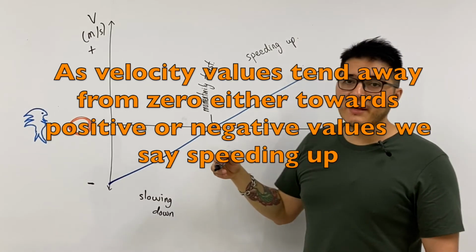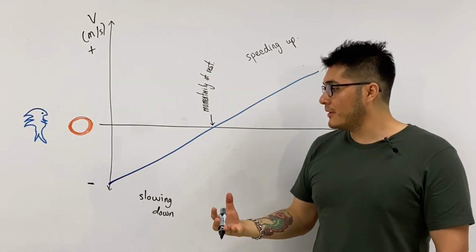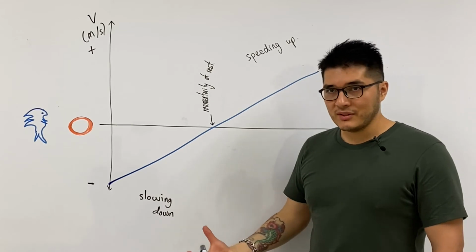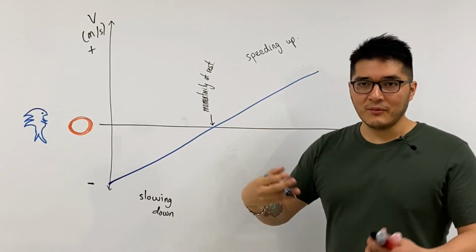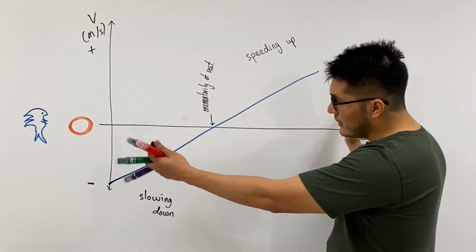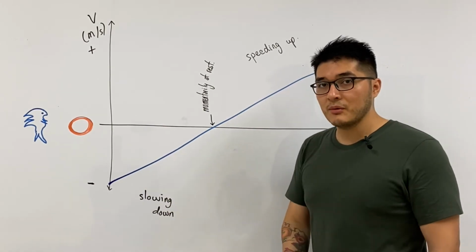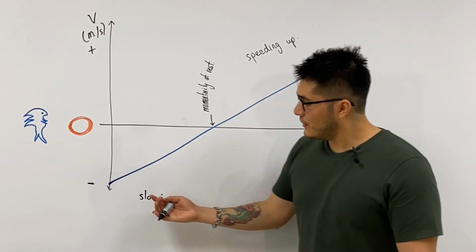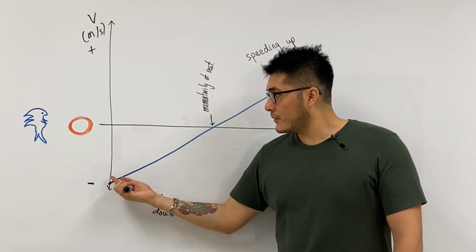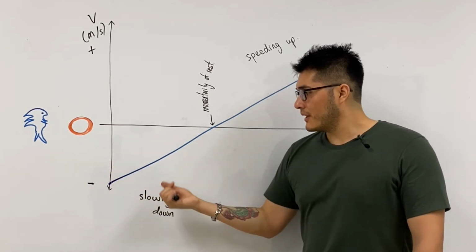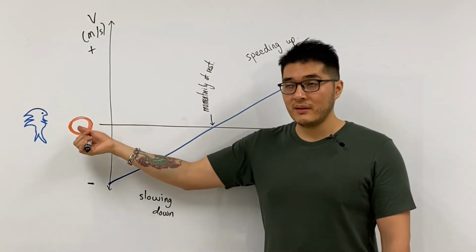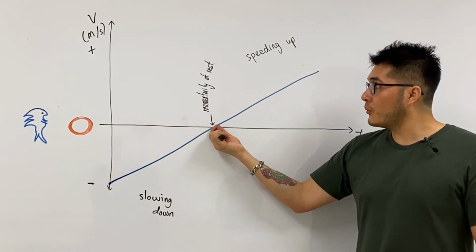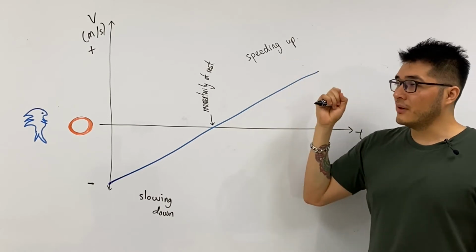Now, of course, you have to imagine that he can't speed up forever, because that wouldn't make sense with this analogy, right? So eventually he will have to slow down and repeat the process, but for short intervals of time, this analogy will make sense. So when the velocity gets closer to zero, we can say it is slowing down. When the velocity is zero, it's momentarily at rest, and when it moves away from zero, it is speeding up.